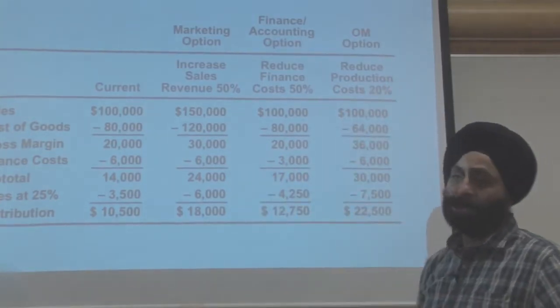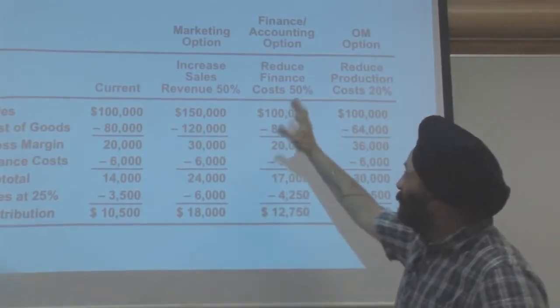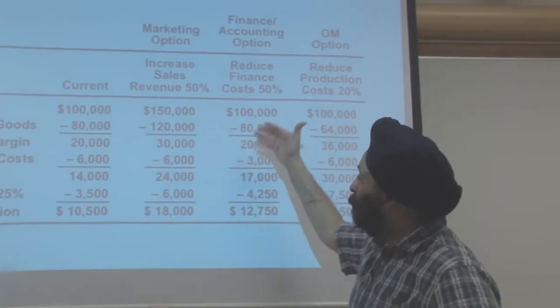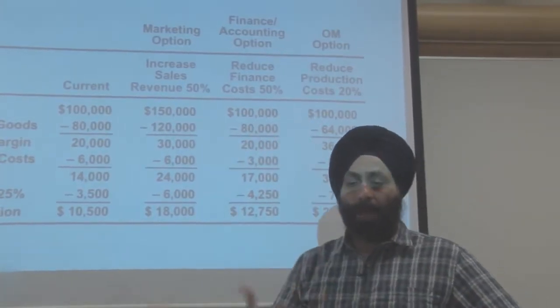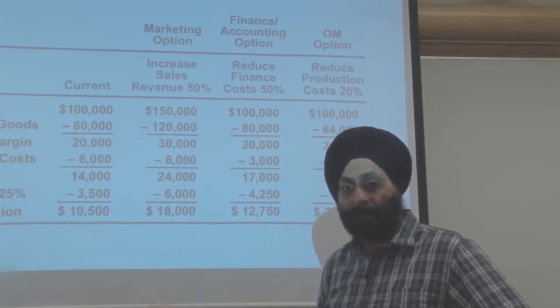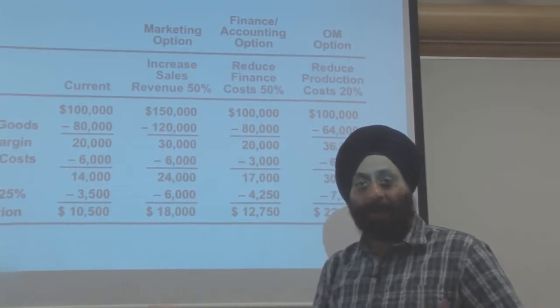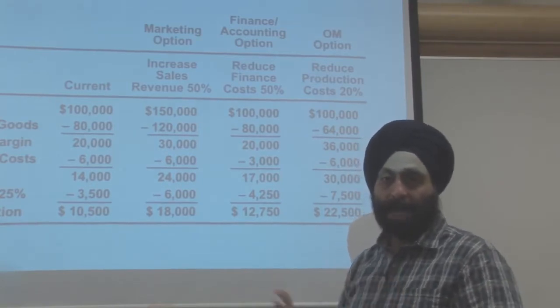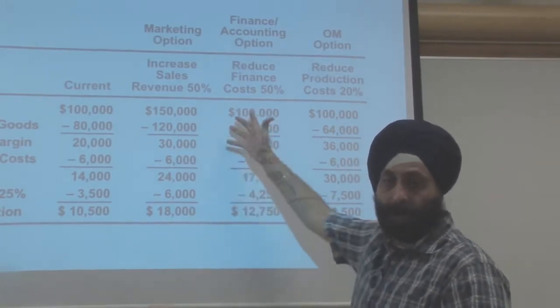Let's look at the operations management option. Again, going back to the finance option, you may be able to restructure your debt maybe one time to 50% lower, but you can't do that year after year after year. So there is limitation to such a scenario, even if it is possible.